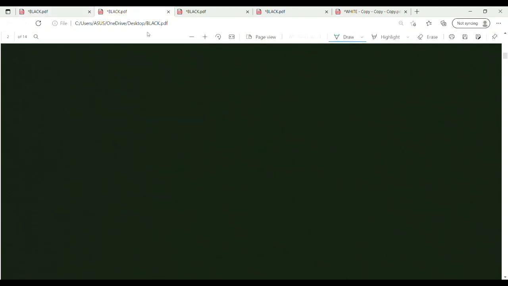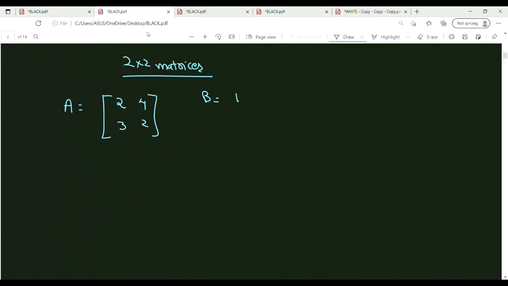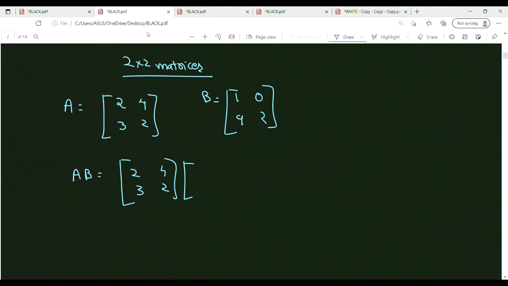When we go to the multiplication of 2 cross 2 matrices, let's say we have A as 2 4 3 2, and let's say we have B as 1 0 9 2. So we have these matrices. When we multiply AB, we have 2 4 3 2 multiplied by 1 0 9 2.